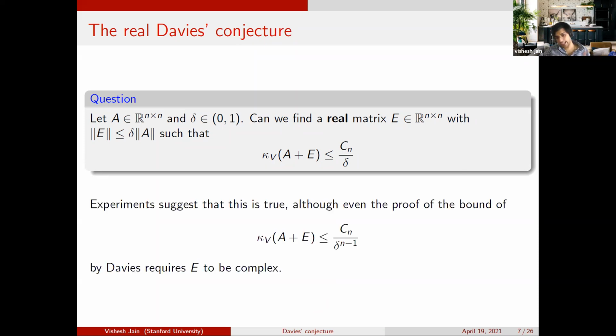And again, Davies ran some experiments, and it seems that this is true. But even if you look at this proof of this exponential bounding delta by Davies, this already requires you to work over all complex matrices, right? So at least as far as I know, there was no regularization known while staying within real matrices, right? So this was some sort of issue here.